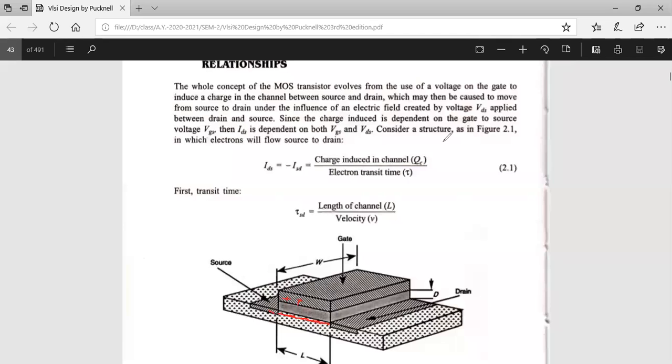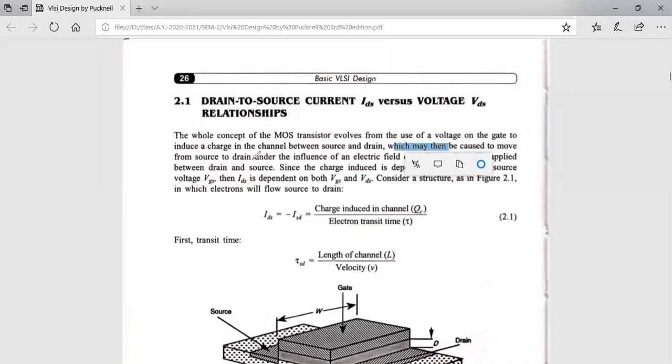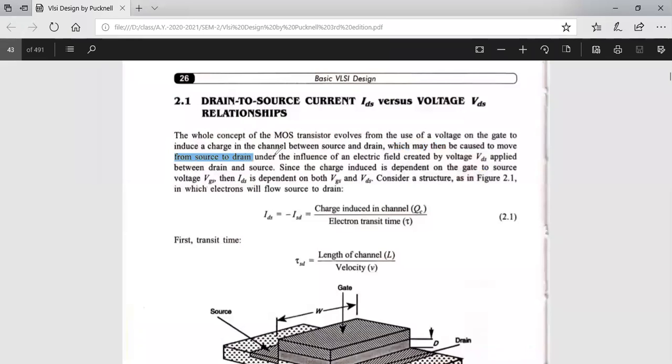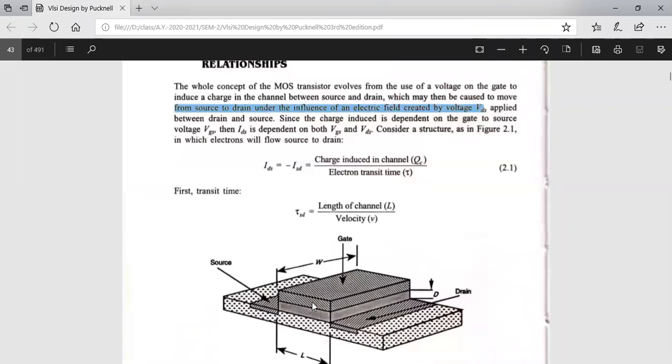So you can see here, electrons may then be caused to move from source to drain under the influence of the electric field created by the voltage VDS. So as I said, there will be movement of electrons from the source to the drain. Automatically, the current flows in the direction opposite to the electrons' movement, right?